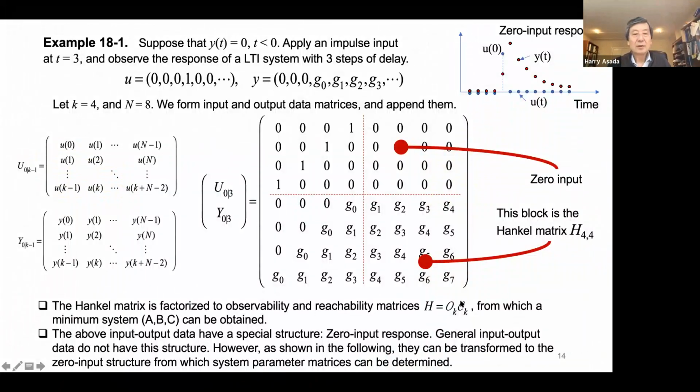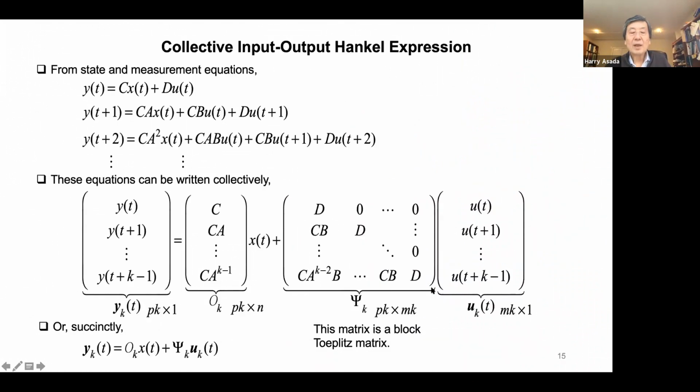Okay, with that, let's go back to this story. Next, we really want to create that particular type of zero input response, to isolate the Hankel matrix nicely.